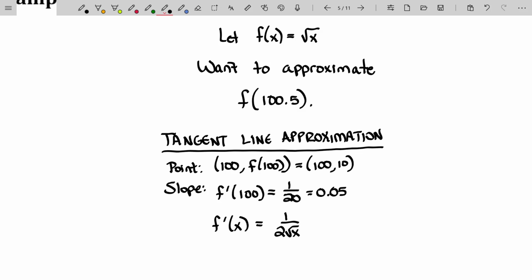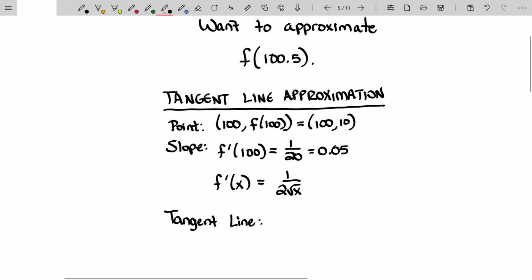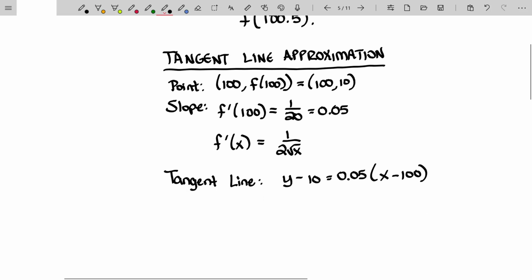So let's go ahead and now find the equation of the tangent line and then use that to approximate f at 100.5. So the tangent line is y minus the y value of 10 for our point is equal to the slope, which we set as 0.05, times x minus the x value for our point. And moving that 10 to the other side, we get y is equal to 0.05 times x minus 100, and then plus 10.